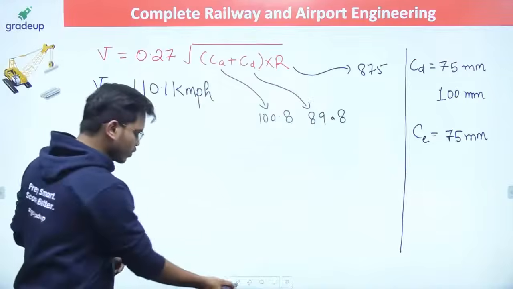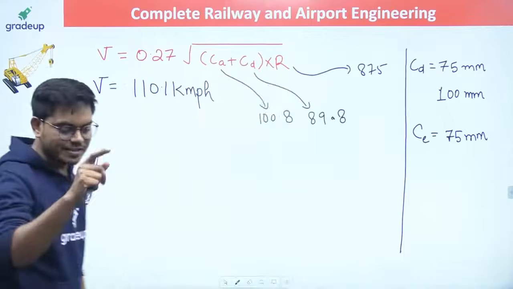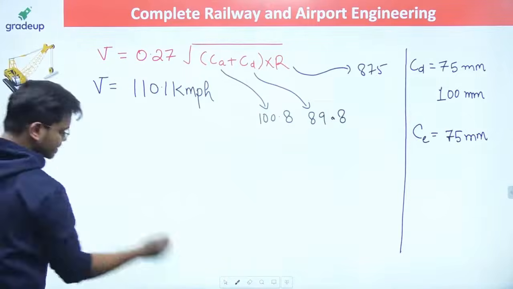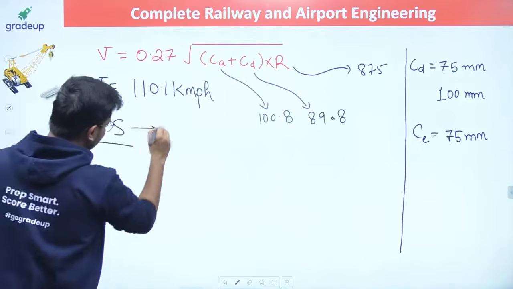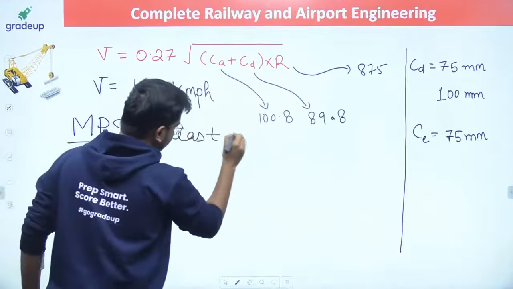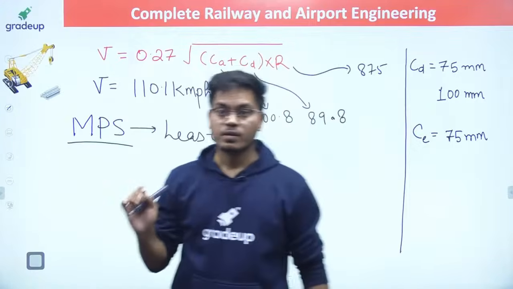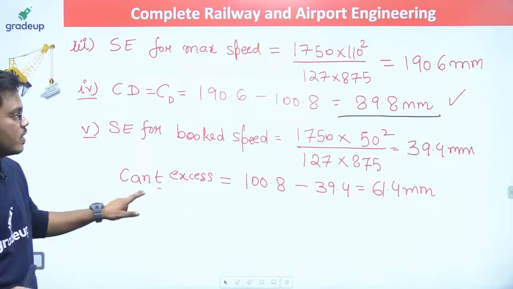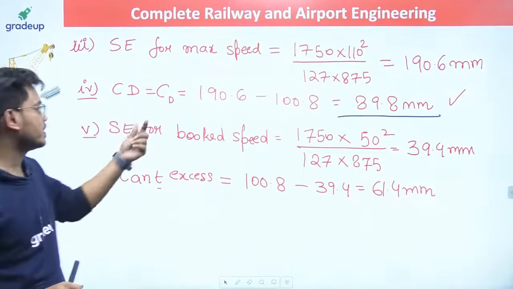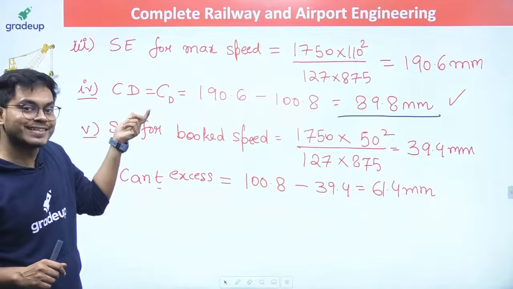Now I have got this velocity. Now the thing is, the maximum permissible speed is the least. The maximum permissible speed is the least of, now understand, least of what? Okay, why is cant deficiency not 100? Please tell me what is the cant deficiency in this question according to the values.